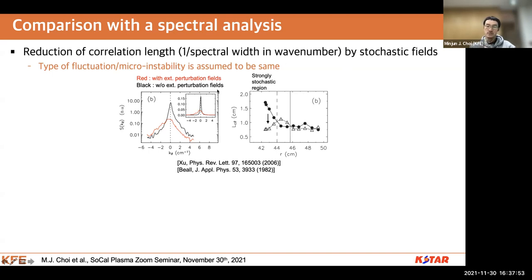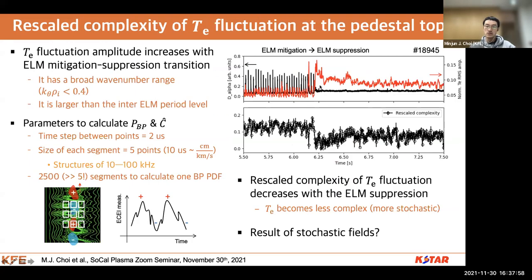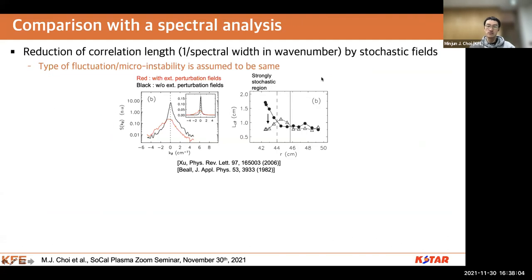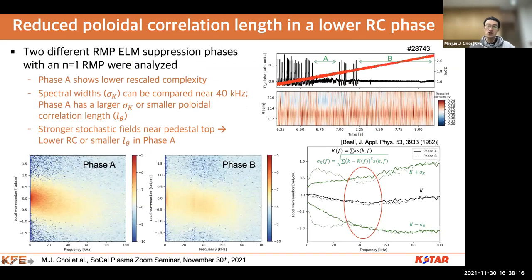So I tried to apply this analysis to the turbulence mitigation and suppression phases, but they have very different wave number spectra, and it's not easy to guarantee that the type of micro instability has not changed. So I chose other discharges, other cases. This is the case I analyzed. I found two different LM suppression phases with an equal RMP field in a single discharge, phase A here and phase B.